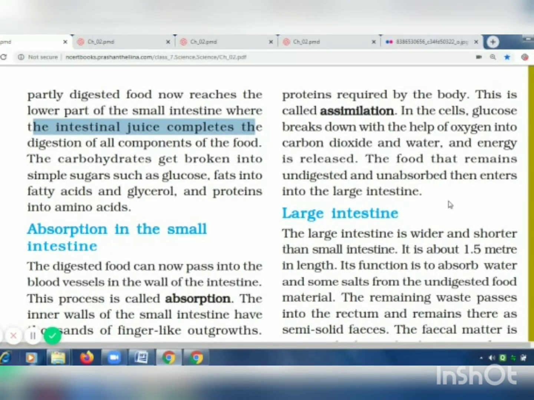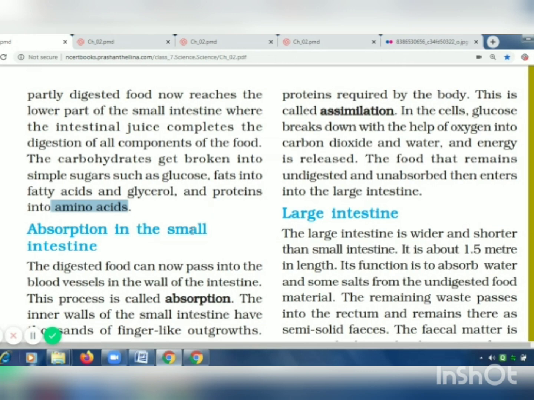The food that reaches the lower part of the small intestine meets the intestinal juice, which helps to complete the digestion of all components of food. And after the digestion process is completed, what happens? The carbohydrates in the food are broken down into simple sugars such as glucose. The fat present in the food is broken down into fatty acids and glycerol. And the proteins present in the food are converted to amino acids.